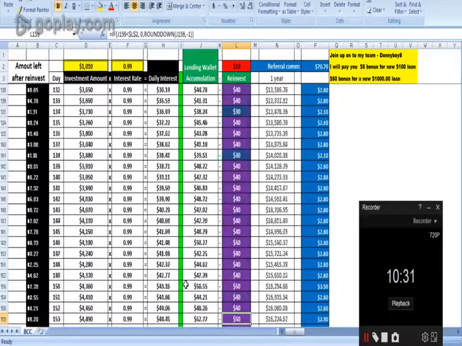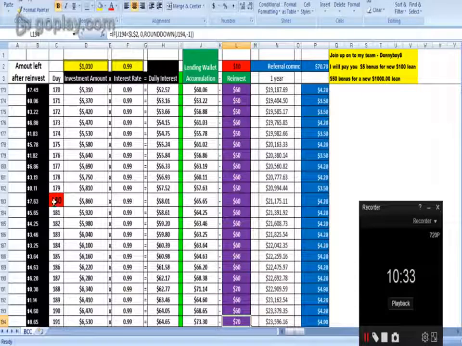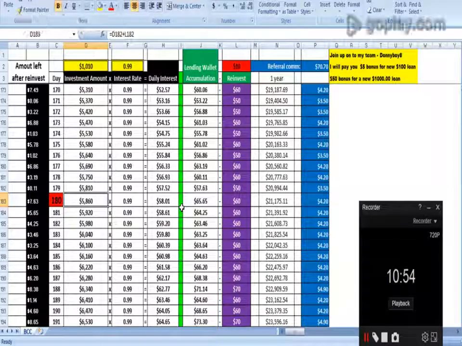I just want to show you at 6 months, which I usually like to look at. Your 6 months, 180 days later, your initial investment of $1,010 is now $5,860. At the 0.99 interest, just shy of 1%, you're making $58.01 every day, 7 days a week. And that is 6 months later, which is pretty ridiculous, honestly.